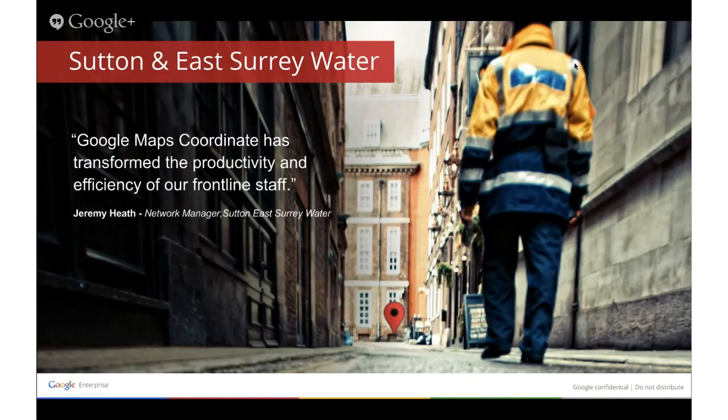Sutton and East Surrey Water, another big customer of ours, is a water utility in the UK. They have around 700,000 customers, and they utilise Google Coordinate, the product that I mentioned earlier. Prior to using Coordinate, they had a very highly paper-driven process to maintain their network. Since they've implemented Google Coordinate, the platform has dramatically changed the way that they work. Since go live, they've realised a 500% return on investment.